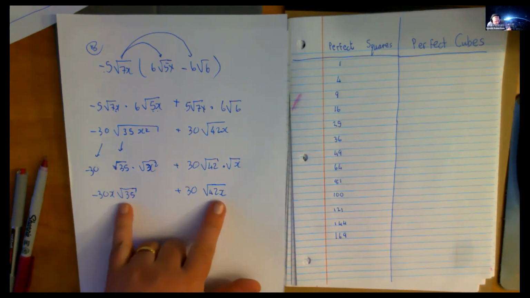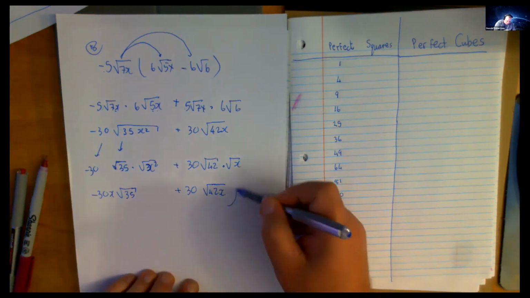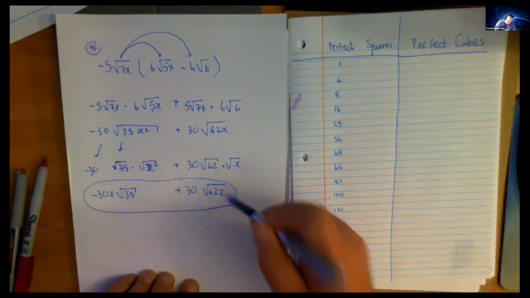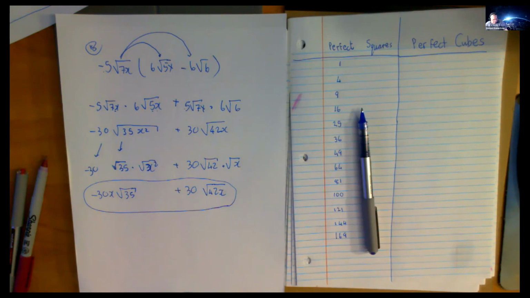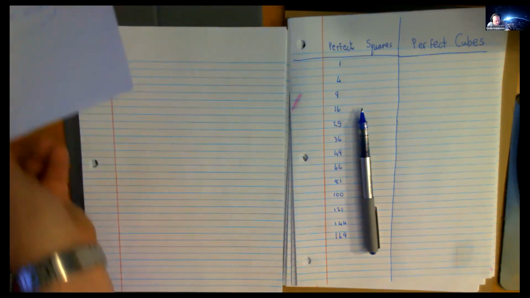Last check. Are these two guys similar, in which case I can combine them, or are they different enough that I'll leave them alone? Different, agreed. We cool with the answers? So that's everything you need to know about multiplying square roots.